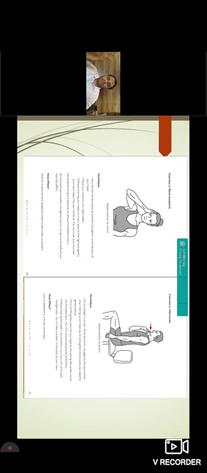Doctor, do you know the game? It's called tug of war. In Malayalam, it's called Vadamveli. In Hindi, I have no idea.